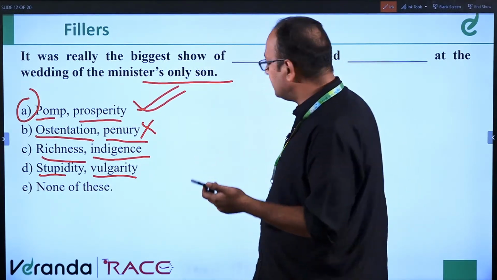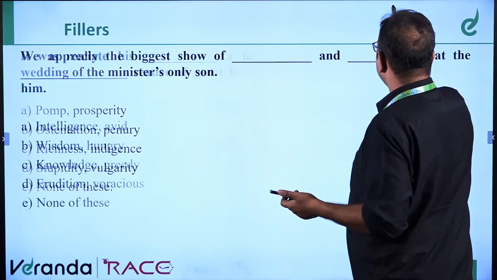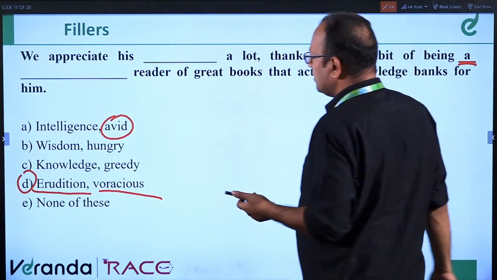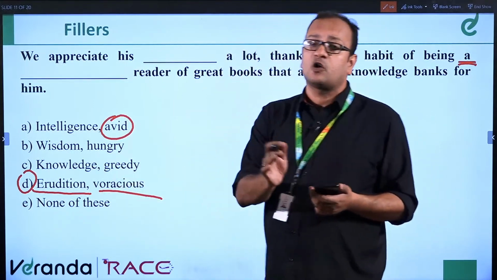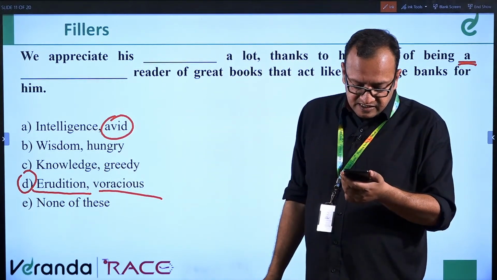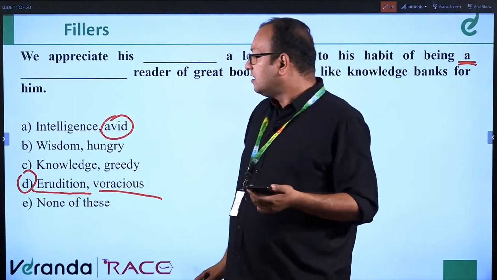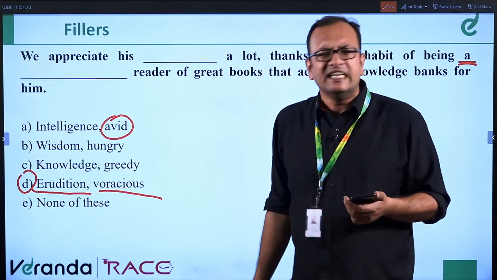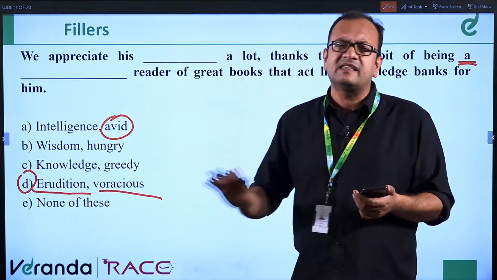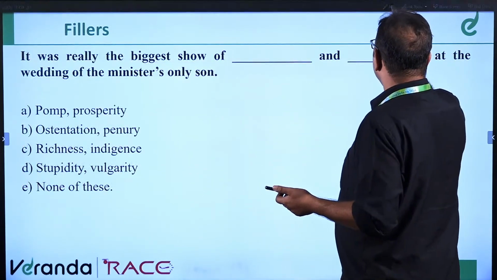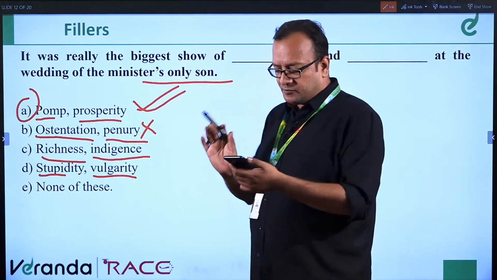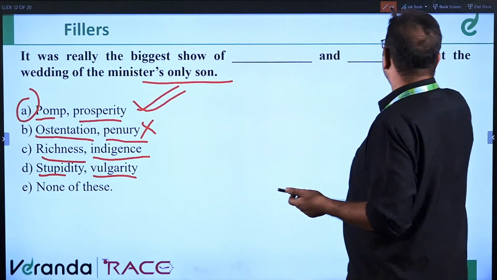Previous question or what? Let us go to the previous question. Knowledge and greed. No, greedy reader does not suit. Voracious reader is the best option. Please understand, Sri Rajni. It should be voracious reader, not greedy reader. Greedy reader is a negative word. Please understand this. Okay. Next question was? Yeah, pomp and prosperity. I have already explained this to you.